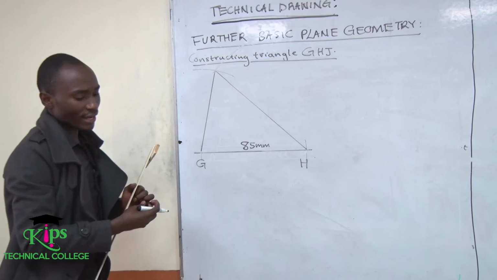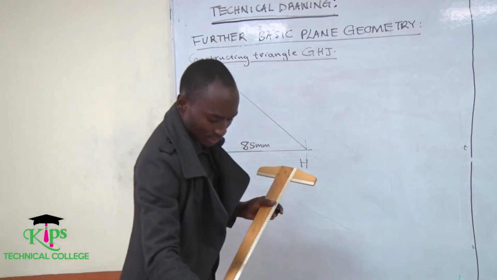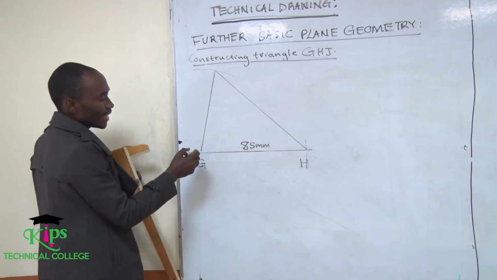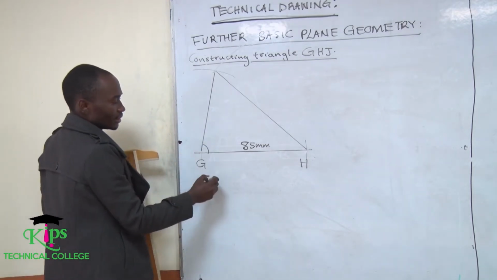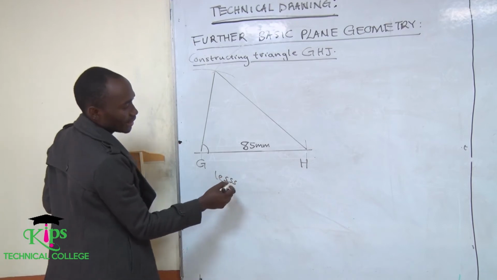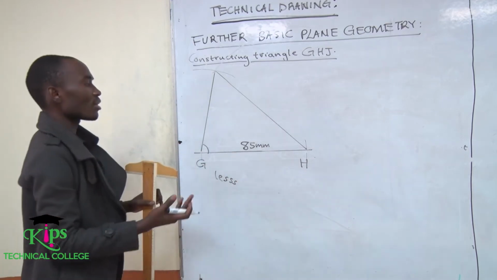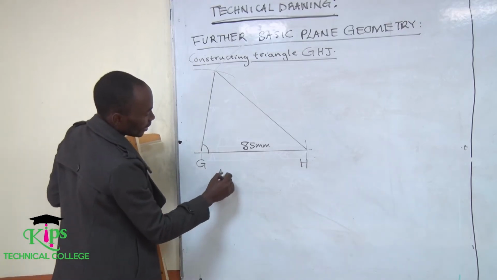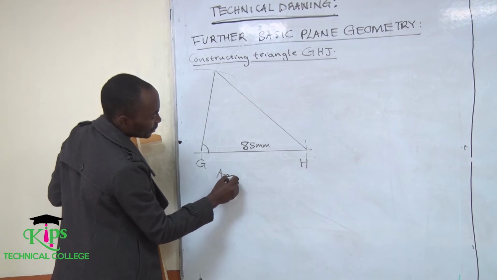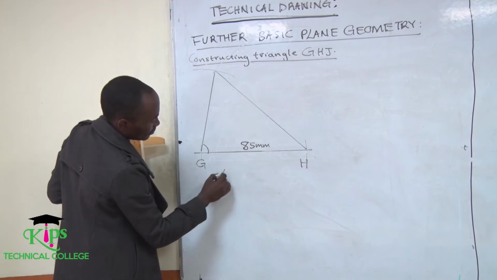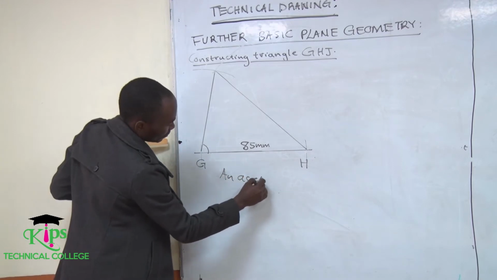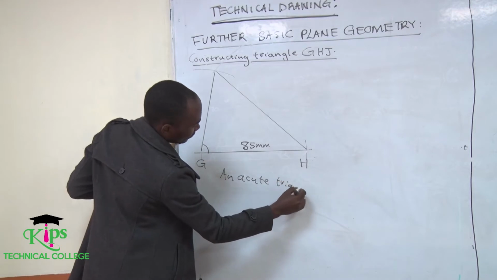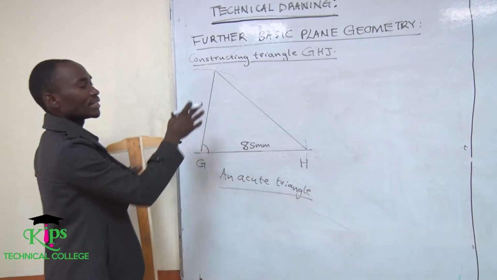So this kind of triangle, as you can see, is less than 90 degrees in its angles. So how do we call it? This is an acute kind of triangle. So this is acute in nature.